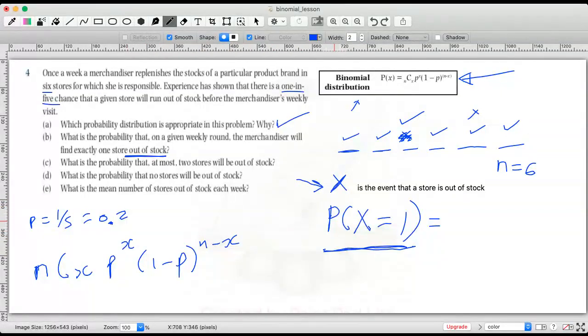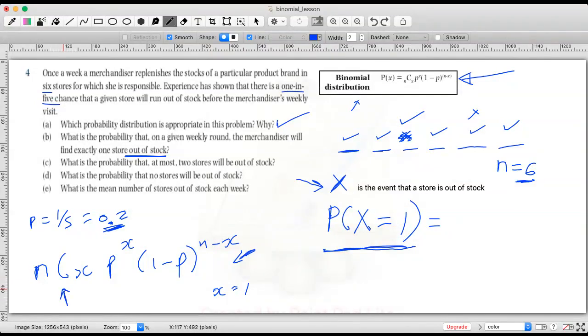So what we're going to do now is work out the probability of X equals 1 using this formula. Wherever we see X, we put 1. Wherever we see P, we put this value, 0.2. And where we see N, we put 6. Now you may be thinking, what about this big C? What do we do for that?